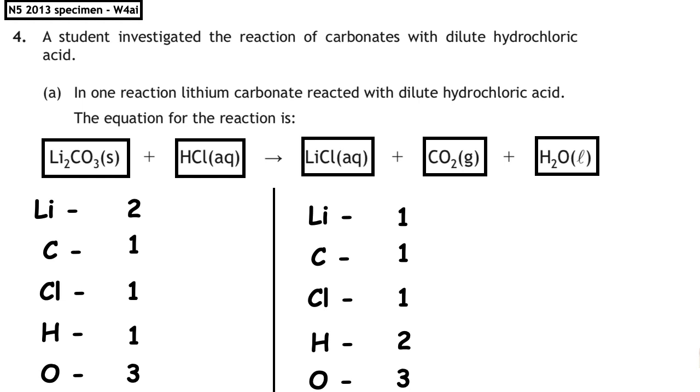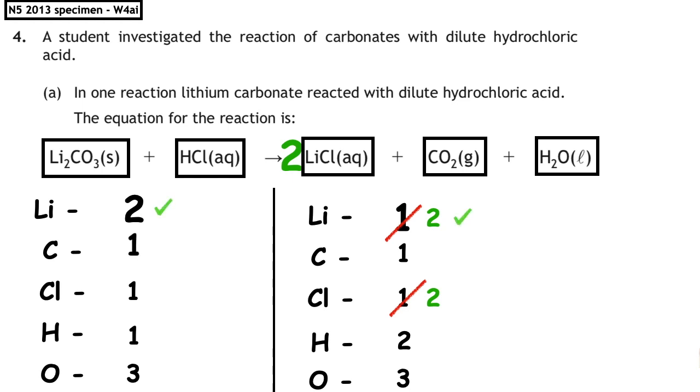How many lithiums do we have on the left? We have 2. How many do we have on the right? We have 1. Those don't balance. What do I do to 1 to get to 2? I multiply by 2. So I put a big 2 in front of the lithium chloride. How many lithiums do I have inside the box? I have 1. 1 multiplied by 2 gives 2. How many chlorines do I have inside the box? I have 1. 1 times 2 is 2. My lithiums balance. I can tick them off.